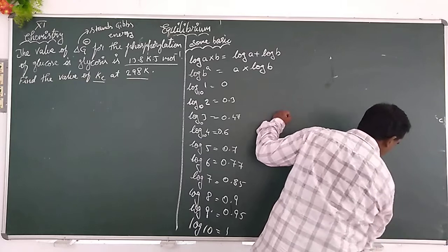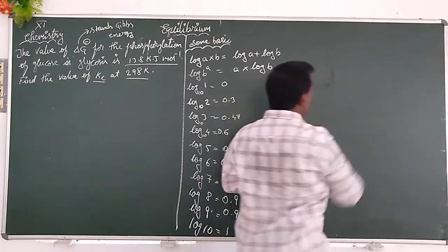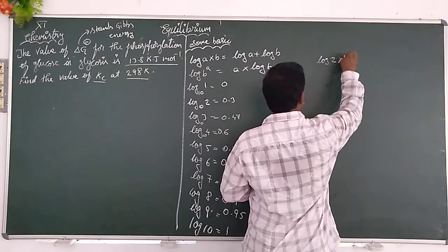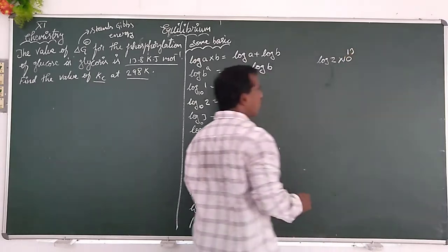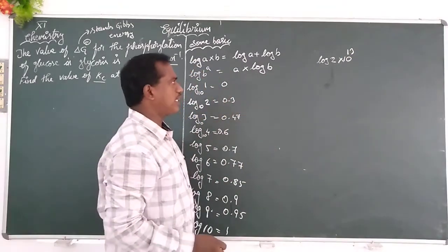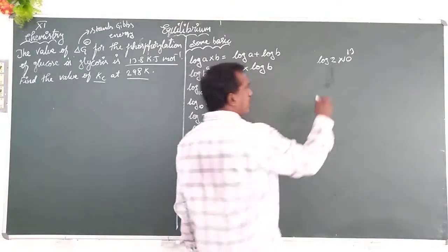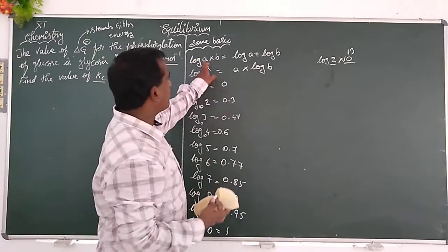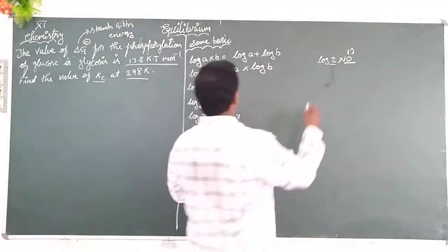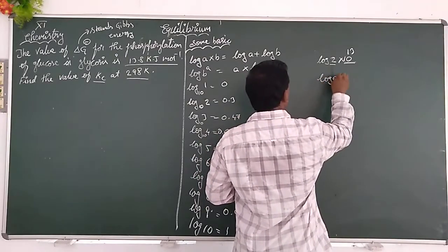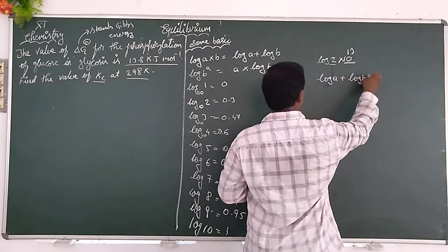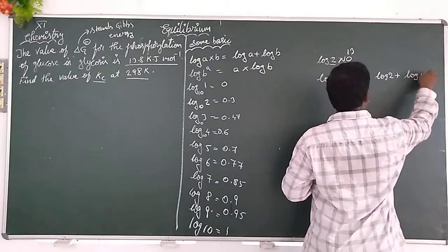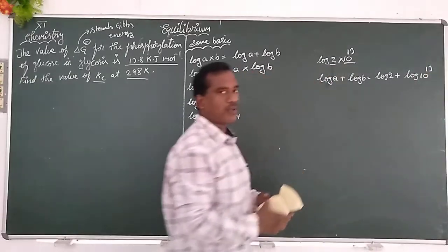If a question is given to you, in some problem you are going to face, to solve a numerical, you need to solve log of 2 into 10 to the power of 13. What are you going to solve? Log 2 into 10 to the power of 13. No need to work with the log tables. First of all, this is log a into b. How will you write this? Log a plus log b. So we are writing log 2 plus log 10 to the power of 13.